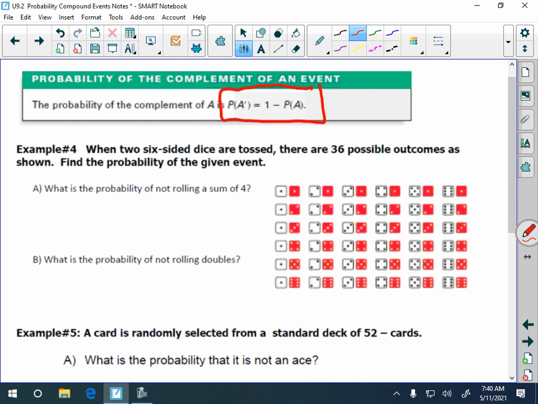So again, what's the probability of not doing something? Okay, so not rolling a 4. So if we go to the 4s, so here's our 4s right here, there's 3 of them.